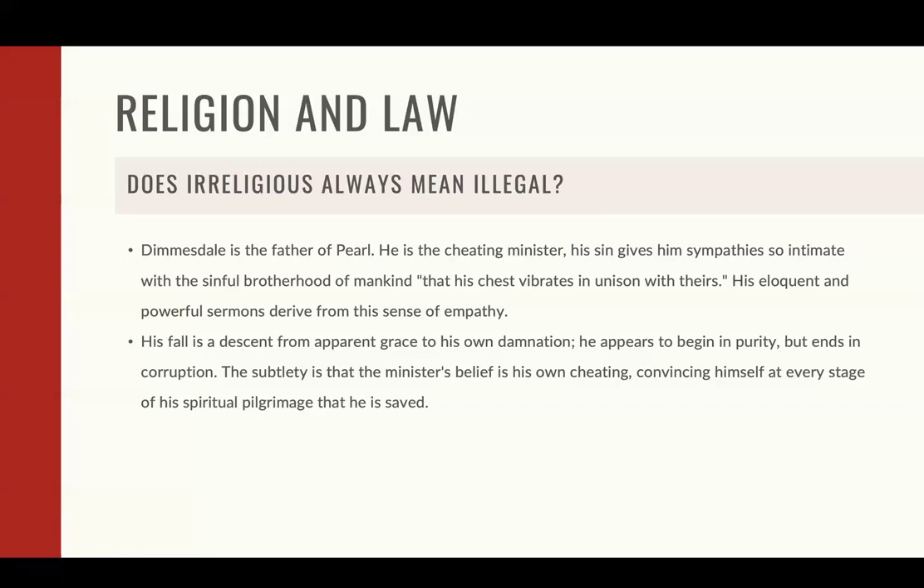So his fall is a descent from apparent grace to his own damnation. He appears to begin in purity, but he ends up in corruption. However, his belief that his own cheating is what is eating into him. He convinced himself at every stage of his spiritual pilgrimage that he is saved.